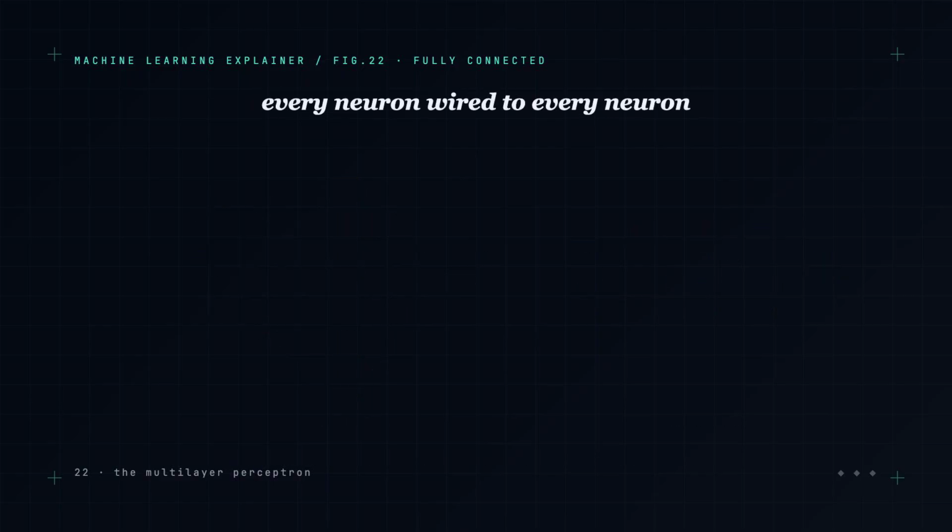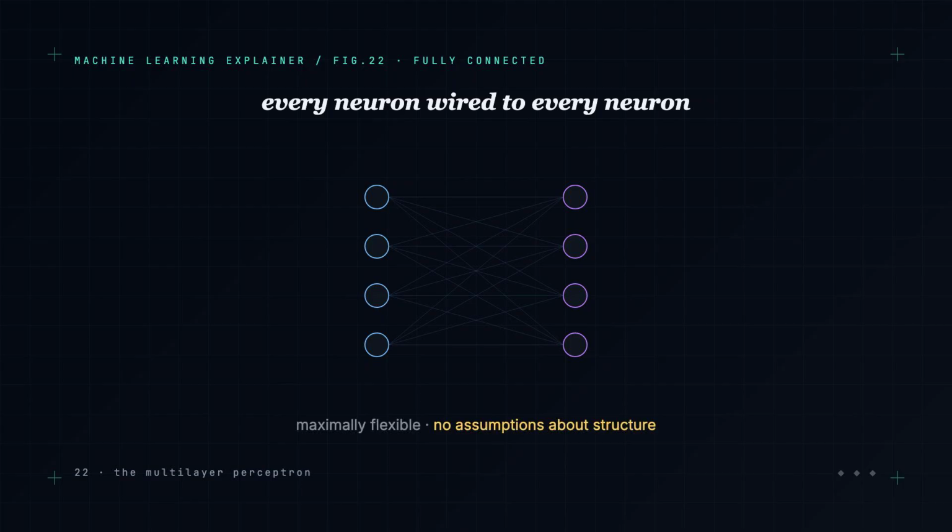In an MLP, every neuron connects to every neuron in the next layer. It's fully connected or dense. That's maximally flexible, no assumptions about structure. Every input can influence every output. It's the most general layer there is. And that generality is both its great strength and soon its weakness.